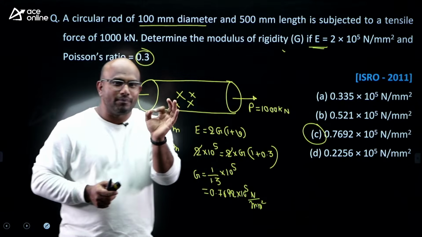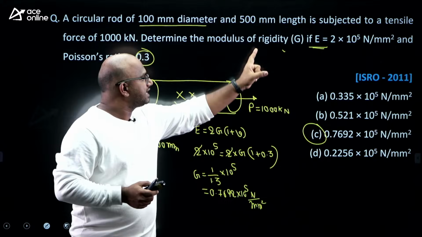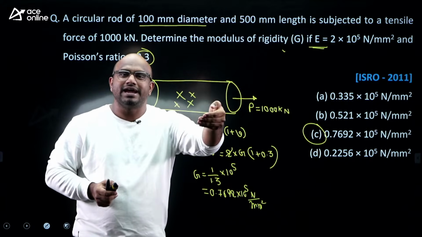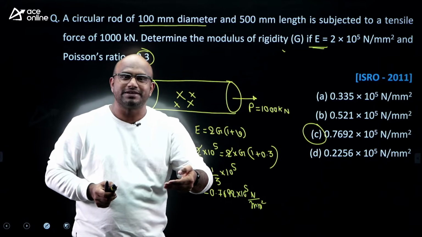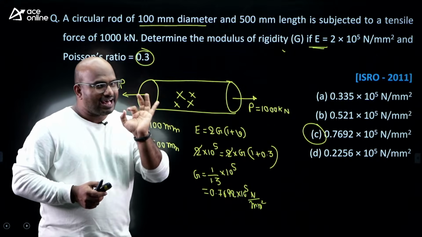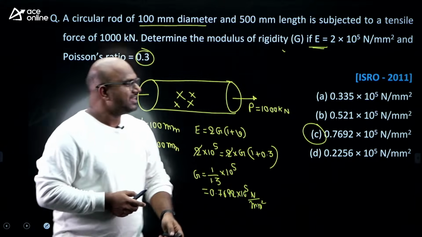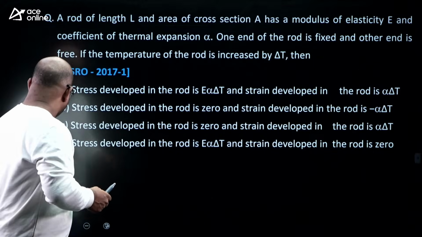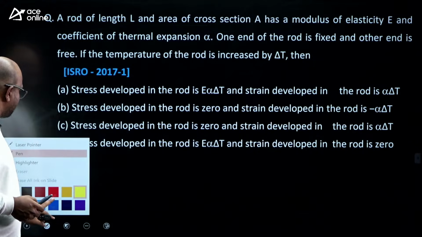Here, the moment I started, I understood that it is asking for G, and I know the formula directly: E equal to 2G into (1 plus v), guys. So whatever data he has given is completely useless data. I hope this is clear, guys. Okay? Now, please go through this question, everyone.